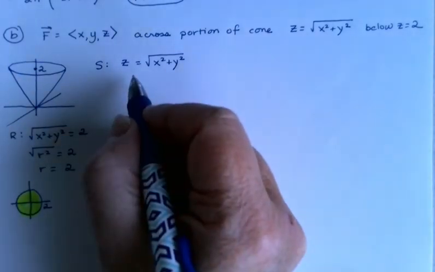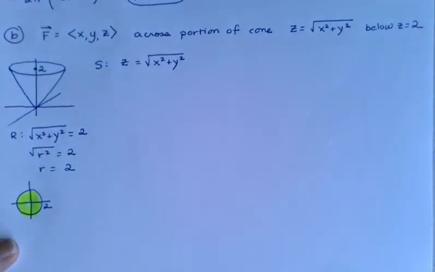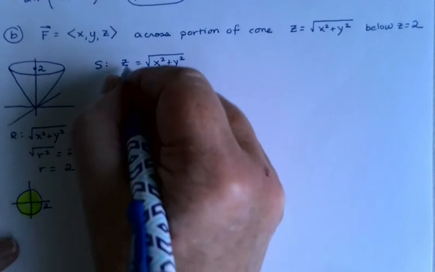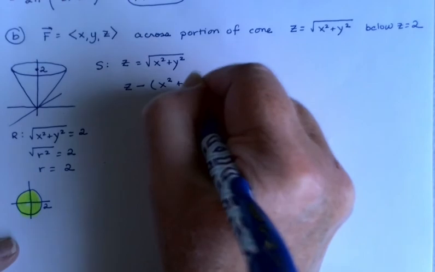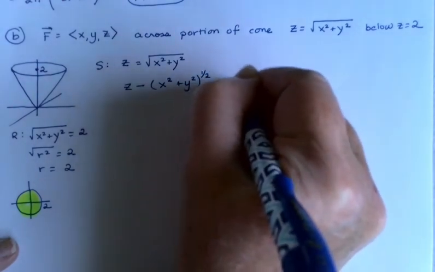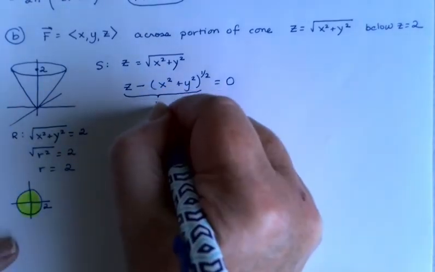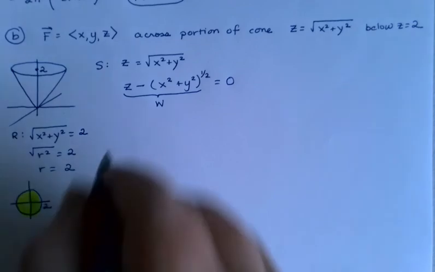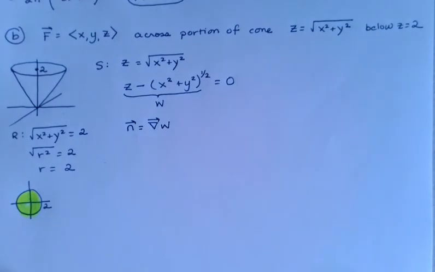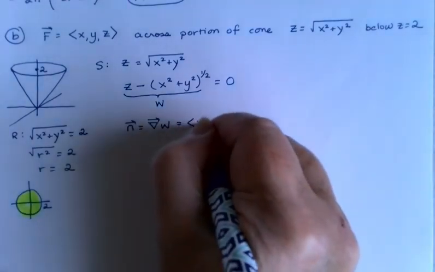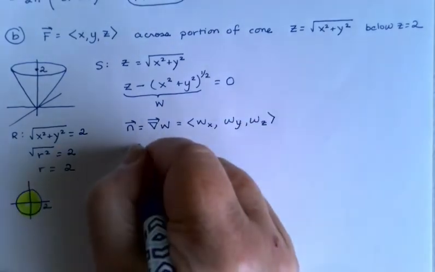All right, so we've got our S, and I now need to make that into a level surface. Again, I was looking for the upward flux, so I'm going to keep my z positive. And I'm just going to rewrite that as minus the x squared plus y squared to the 1/2 power equals 0. By setting it equal to a constant, that makes it a level surface, and I'm allowed to use this as the w. And then my normal vector is the gradient of w. Again, w with respect to x, with respect to y, and with respect to z.